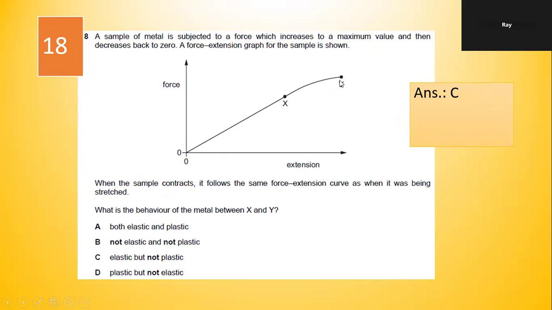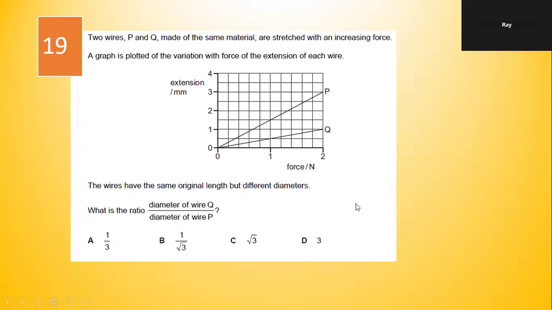Plastic is after Y. Y is the elastic limit. X is the proportional limit. So as long as it is below the elastic limit, it will still return to its original length. Only after Y, then it will come down. Oh, okay. It won't return to its original length anymore. Okay, yeah. Now 19.